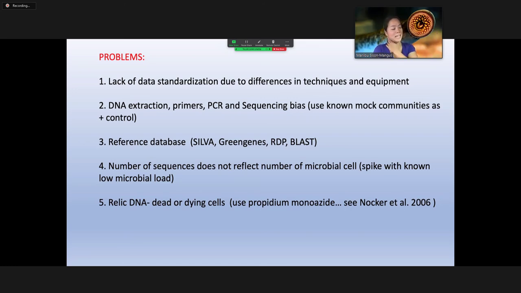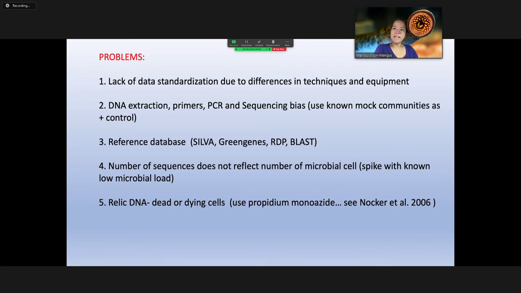Primers, of course, depending on which region you want to sequence, V1 to V2, V3 to V4, V7 to V9. Sometimes it gives you a different profile as well. So if you're going to study microbiome, stick with what you want to. In that way, it's comparable. Stick with your primers. PCR and sequencing bias, we know this. There are some sequences that anneal more to the primer, for instance, and so they dominate the microbiome profile. Sequencing is the same thing.